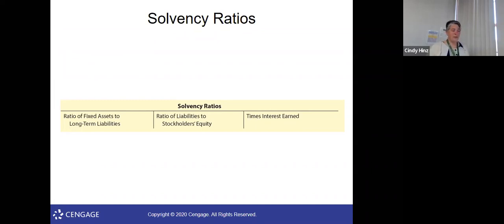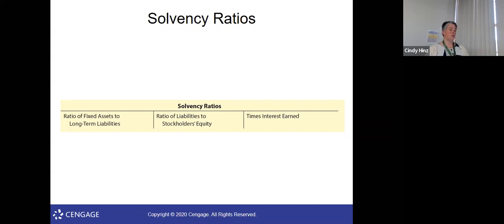Ratio of fixed assets, so the property, plant, and equipment stuff, the long-term assets, to long-term liabilities. The ratio of liabilities to stockholders' equity. Both of those ratios are looking at the balance sheet, comparing different categories on the balance sheet. As I said, we talked about last week and all the way back in chapter 4, some balance sheet ratios already, but those were focused on liquidity, on the current assets and current liabilities. When we talked about current ratio, the quick or acid test that we talked about last class, working capital. Those were all looking at our current or operating accounts.